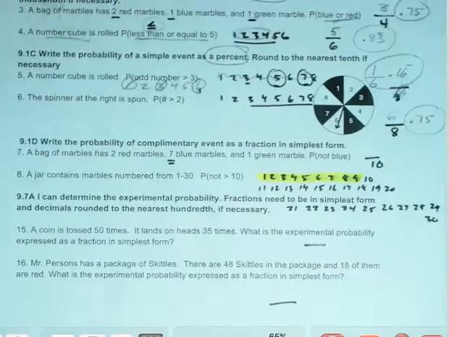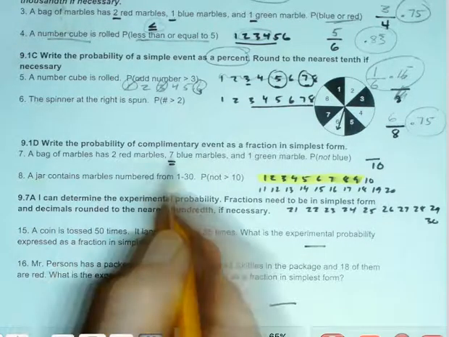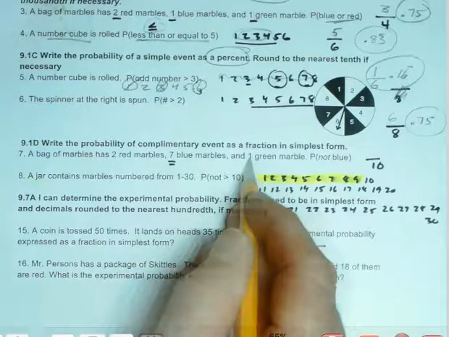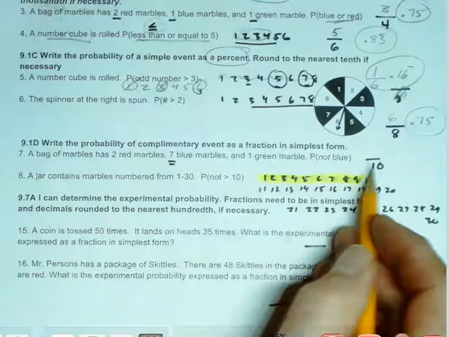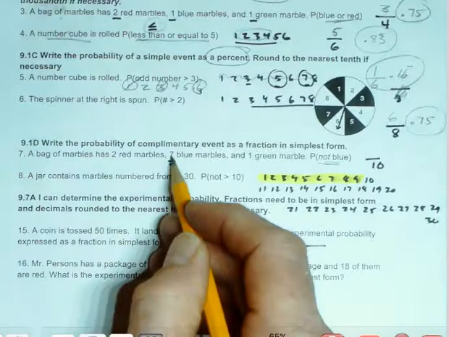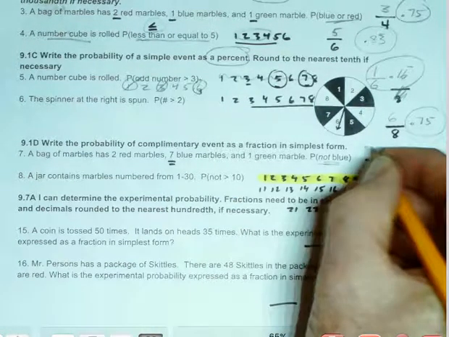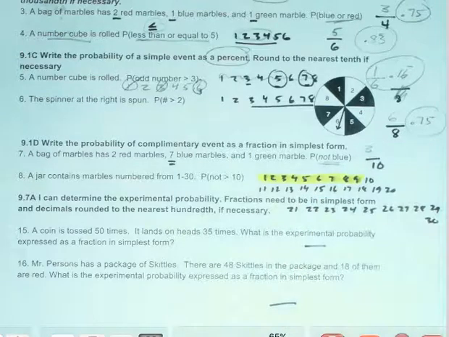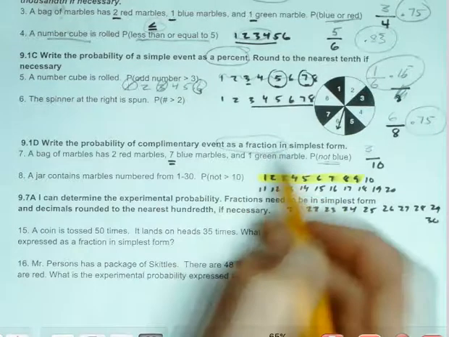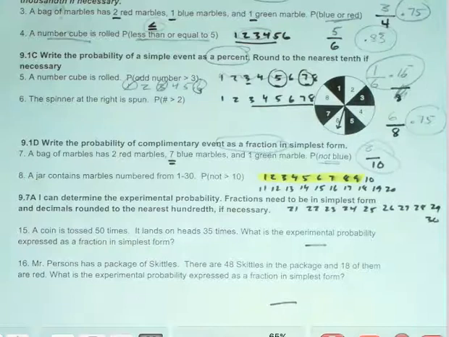All right, 9.1d, write the probability of a complementary event as a fraction in simplest form. Well, let's take a look here. Got a bag of marbles. We've got 2 red, 7 blue, 1 green. So it looks like we have a total of 10. They want the probability of it not being blue. Well, if there's 7 marbles that are blue, that means there are 3 marbles that are not blue. So I have 3/10. And my answer is right here, and that is a fraction, and it is in simplest form.